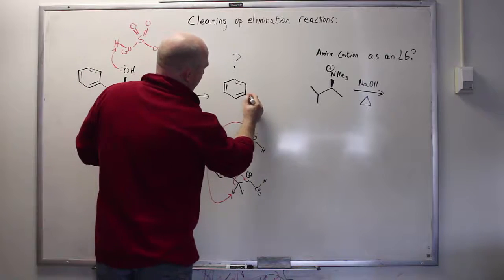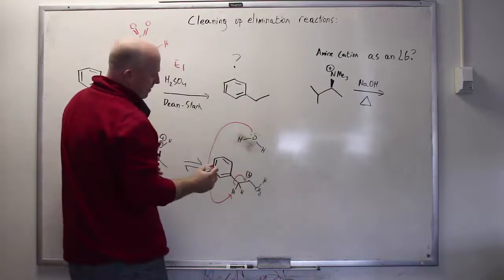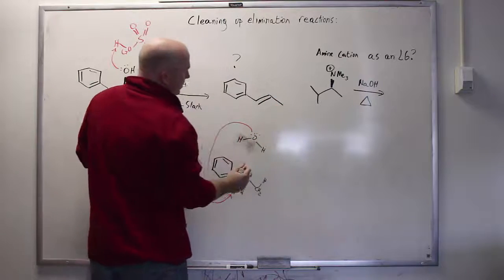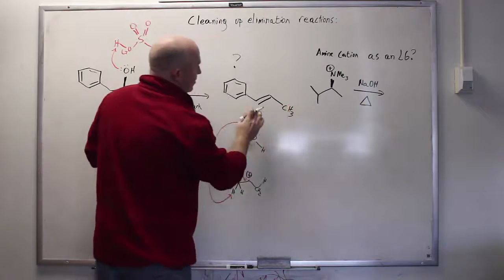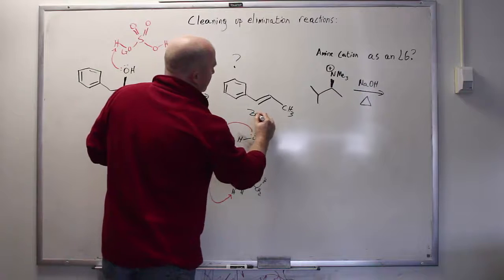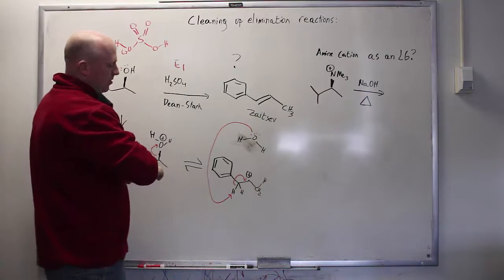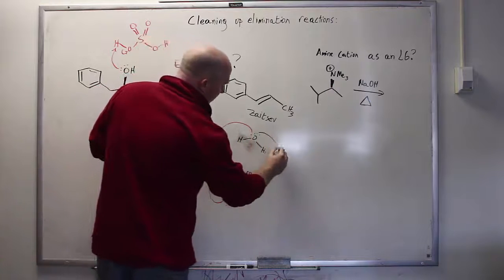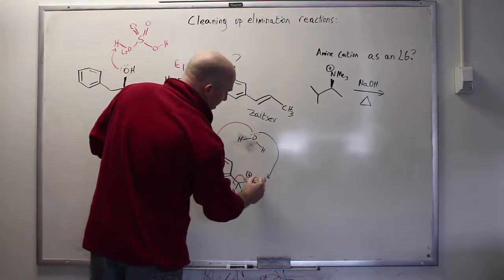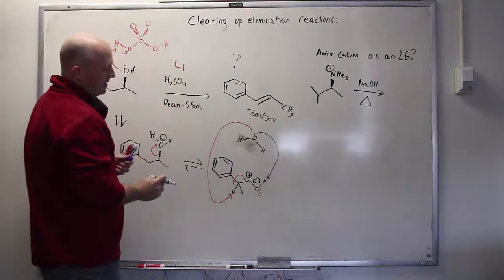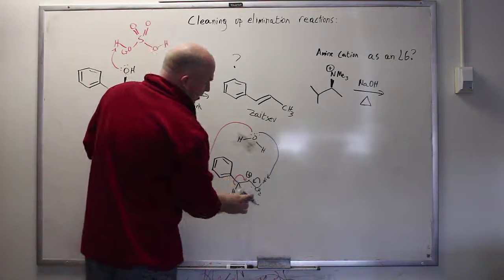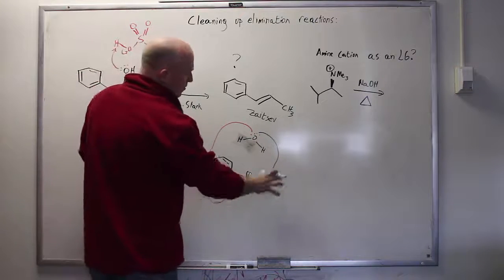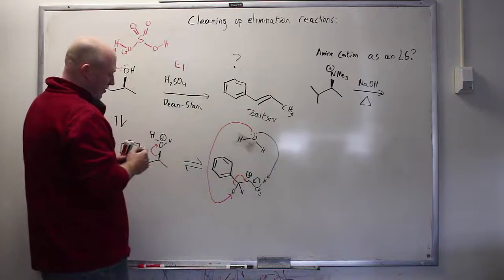This material is going to be in the trans configuration because that will be the more stable of all possible products. So the Zaitsev product would be formed, the trans internal disubstituted double bond. The other possibility here, of course, is that you're going to form at least some of the Hofmann product, and that's because the water might attack on the other side. And again, the Miller handout would claim that you're going to get a mixture of both. This is a relatively unselective reaction.